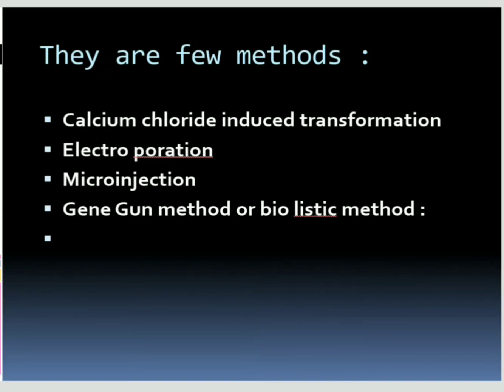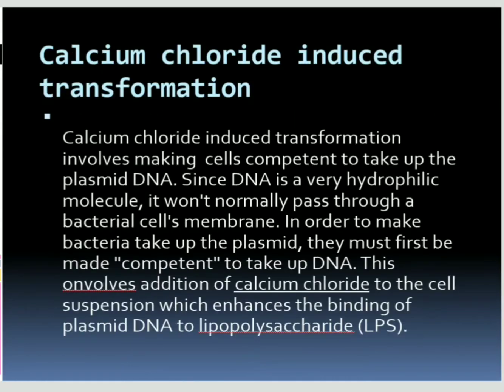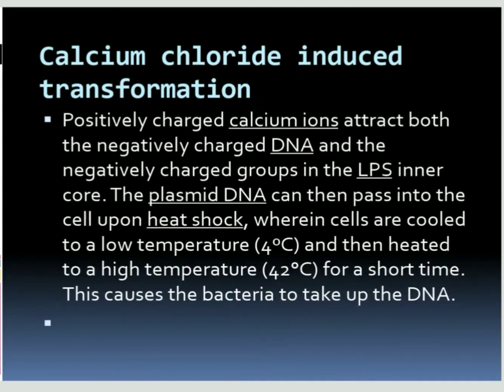How does the calcium chloride induce this, let us see. It makes the cells competent to take up the plasmid DNA. Since DNA is a very hydrophilic molecule, it won't normally pass through the bacterial cell membrane. In order to make bacteria take up the plasmid, they must first be made competent to take up the DNA. This involves addition of calcium chloride to the cell suspension, which enhances the binding of the DNA. Positively charged calcium ions attract both the negatively charged DNA and the negatively charged groups in the LPS.